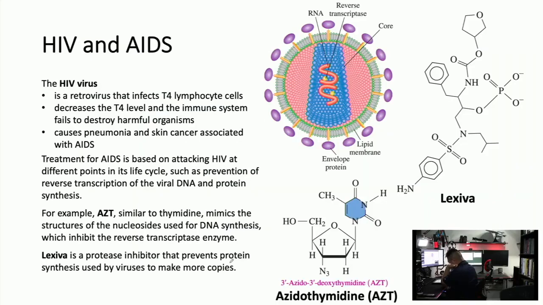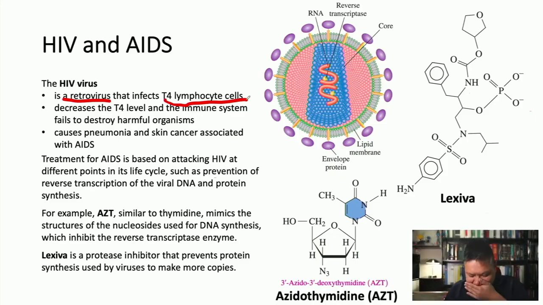So a little bit about HIV and AIDS. All I want you to know about HIV and AIDS is that it is a retrovirus. It attacks the T4 lymphocyte cells, which are part of your immune system. So HIV causes an immune system disease, which means that it attacks your immune system.